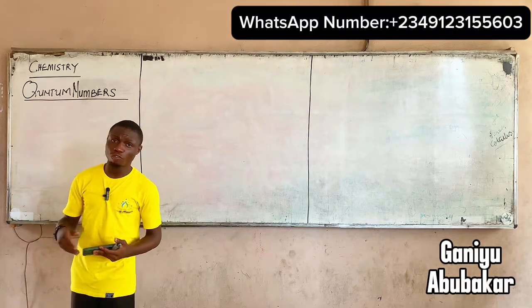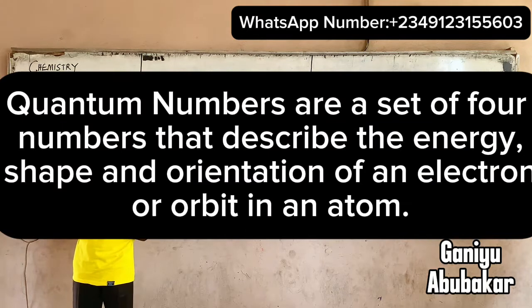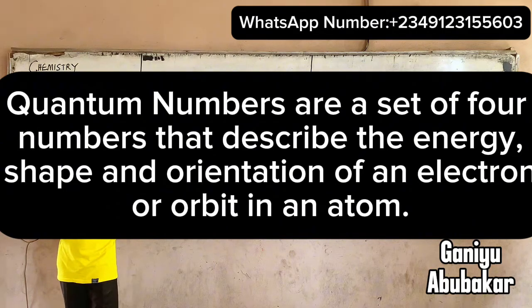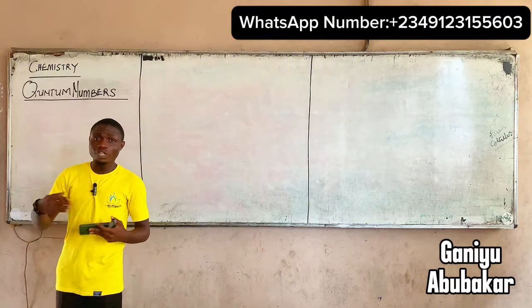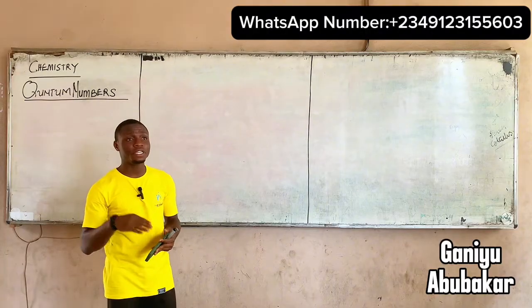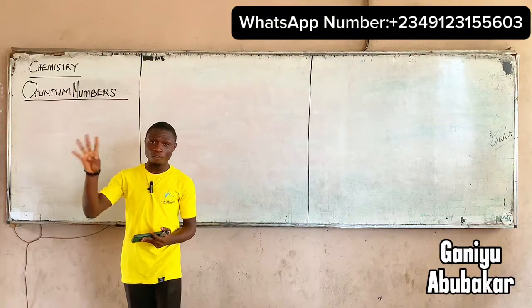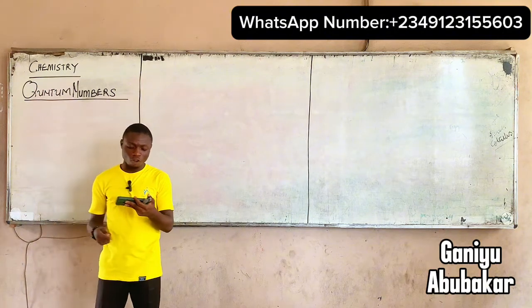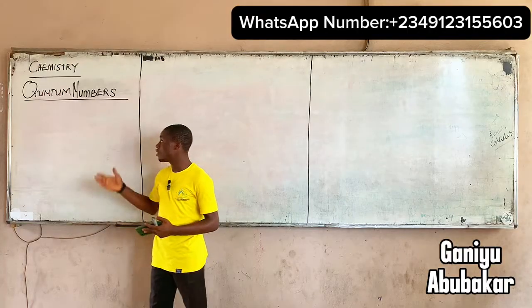So let's start with the definition of quantum numbers. What are quantum numbers? By definition, quantum numbers are a set of four numbers that describe the energy, shape, and orientation of an electron orbital in an atom. What are those four numbers? The four numbers are the principal, the azimuthal, the magnetic, and the spin. Those are the four distinct numbers that describe the energy, shape, and orientation of an electron orbital in an atom. All right, I understand the definition behind quantum numbers.